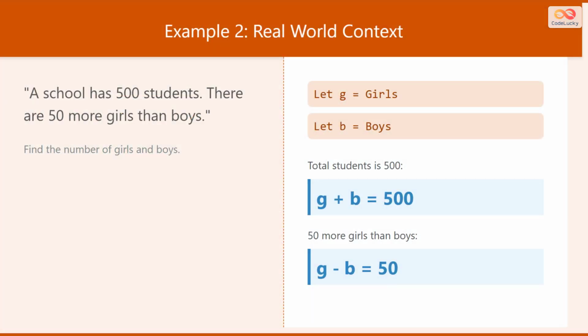Now let's try a real-world scenario. A school has 500 students. There are 50 more girls than boys. Let G be girls and B be boys. The total is 500, so G plus B is 500. There are 50 more girls, which means the difference between girls and boys is 50. So G minus B equals 50.